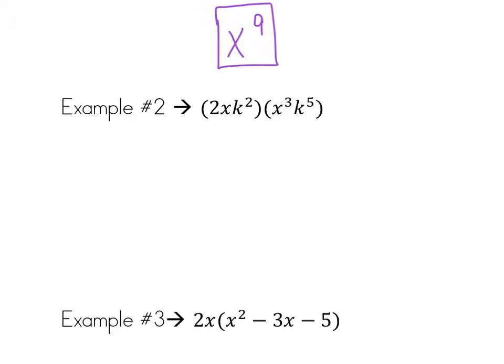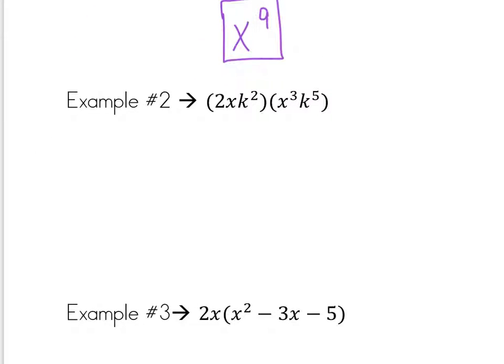Let's see how this looks with example number 2. The first thing that I notice is that I do not have a coefficient on my second monomial. I also have an x without a power. So the first thing that I want to do is write in the power of 1 and the coefficient of 1. Now I know how to multiply. 2 times 1 is 2.